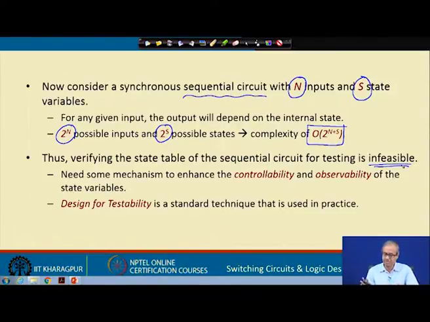So, we need some mechanism for handling this complexity. We shall see later that we talk about some method called design for testability, which gives us a practical and feasible solution with which we can address this issue. Okay.